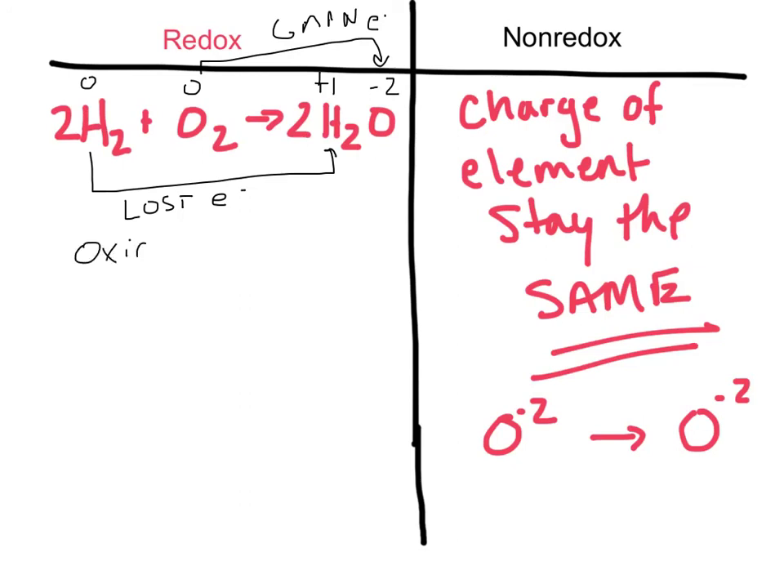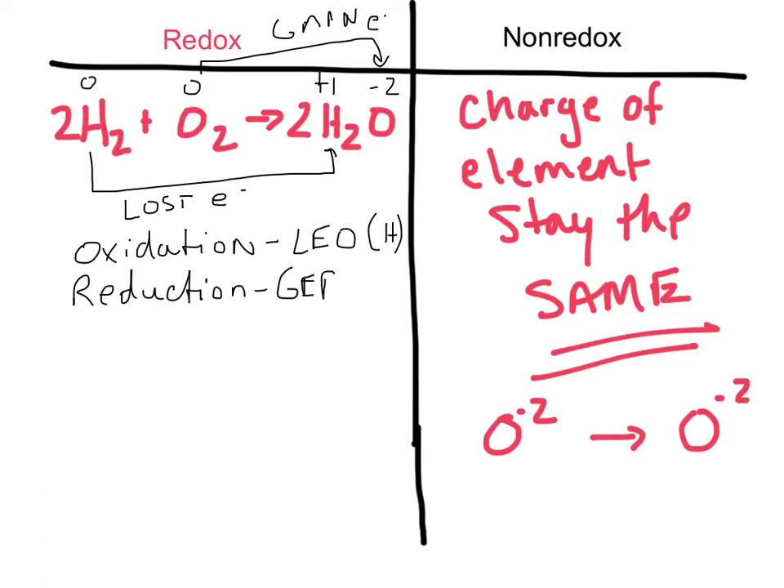Now to remember what's going on here, because on redox what we have is oxidation that occurs and reduction that occurs. Well, how do I know which is which? And here's the key. Oxidation is LEO, or loss of electrons is oxidation. So that would be like hydrogen here. And GER, and that's an easy way to remember that I'm reduced, GER makes me mad, that is going to be oxygen. Oxygen gained weight.